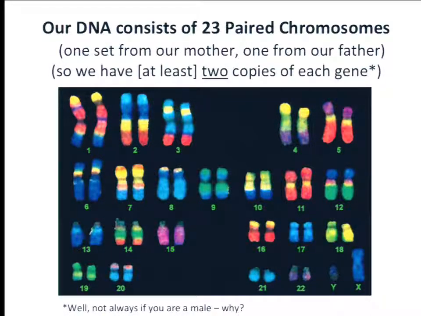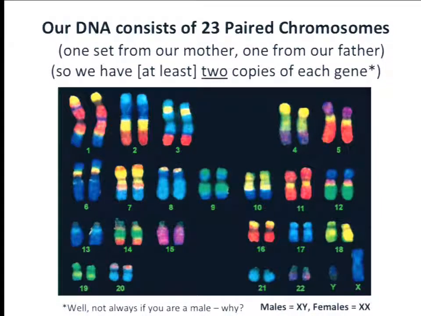Now I said it's not always the case, like if you're male. If you're a female, you have two copies of every gene. If you're a male, you don't have two copies of every gene. Why not? Because females are XX, they've got two X chromosomes. Males are XY. We've got one X and one Y. That's what determines the male sex. So if you have a gene that's sitting on the X chromosome or on the Y chromosome, there's no second copy of that gene.